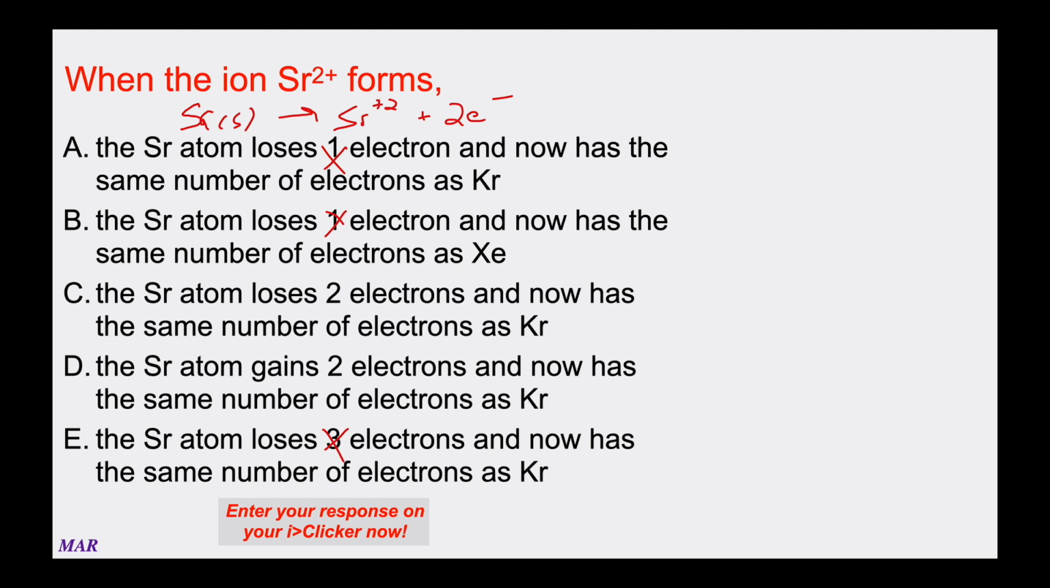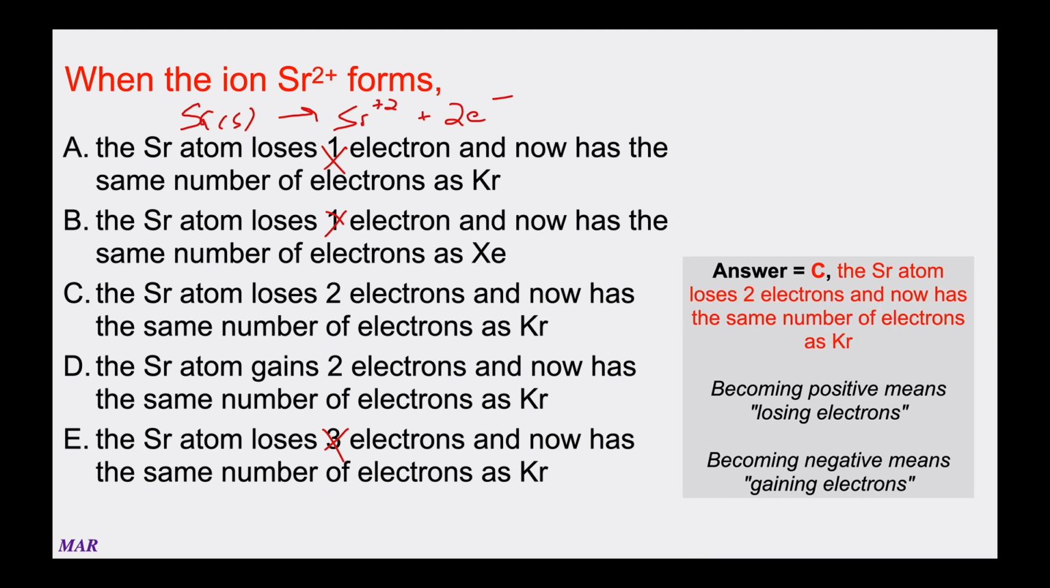So it comes down to C or D, and if you look carefully at both of those, one says loses and one says gains, all right? In this particular problem, strontium is definitely losing the electrons to become positive. If strontium were to gain 2 electrons, then you'd go from 36 protons and 36 electrons to 36 protons and 38 electrons, and 36 times +1 plus 38 times -1 would give you a -2 strontium ion. And that's not how that flies. So definitely the answer here is going to be C.